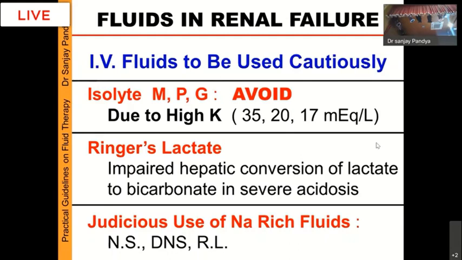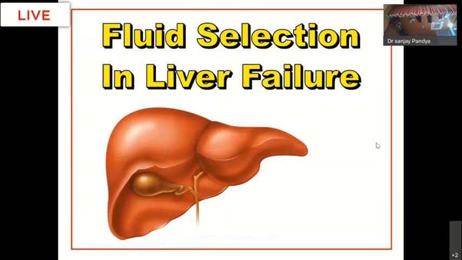Avoid saline and RL because they are rich in sodium, may aggravate hypertension, may aggravate anasarca, which is present in a large number of patients. Plan it properly. And with this, I don't want to discuss much about fluid in renal failure because by and large it should be avoided.